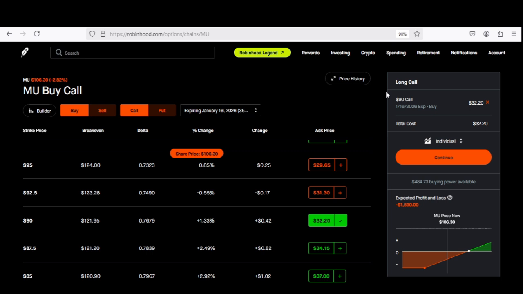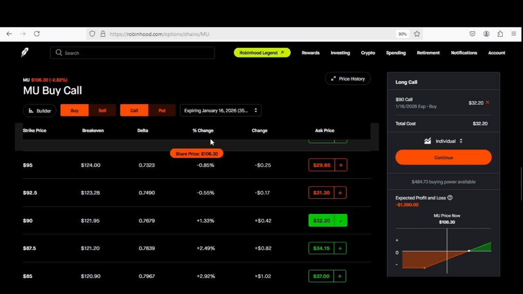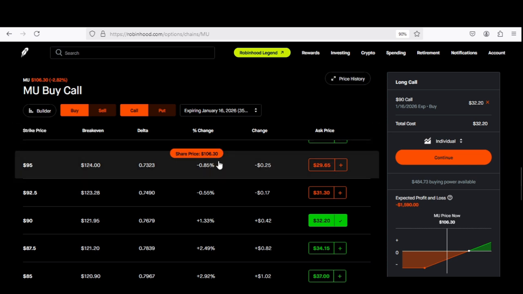Now I'm going to go ahead and show you why this option strategy is so perfect if you're trading with a small account. So at current, Micron is actually trading for $106.30. If you were to pick up 100 shares of Micron right now, in order for you to use as options, you're going to have to pay $10,630, which is a bit of a stretch for having a small account.